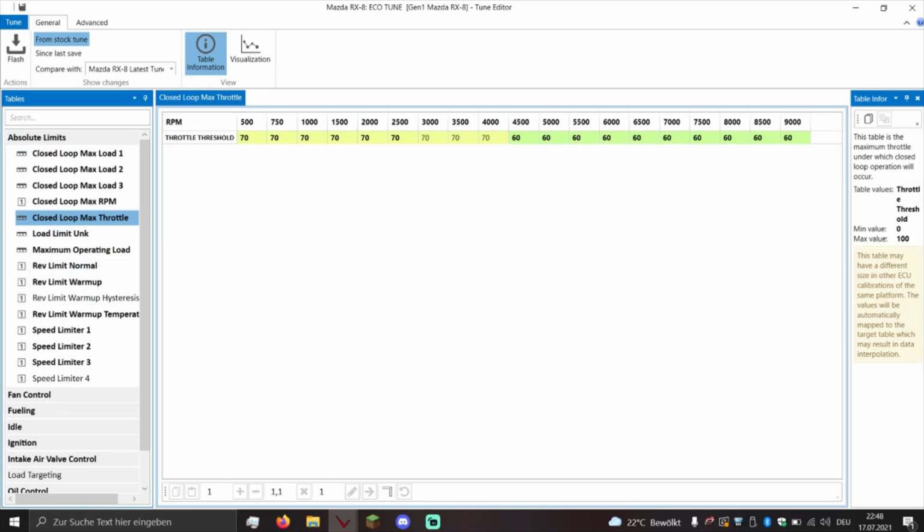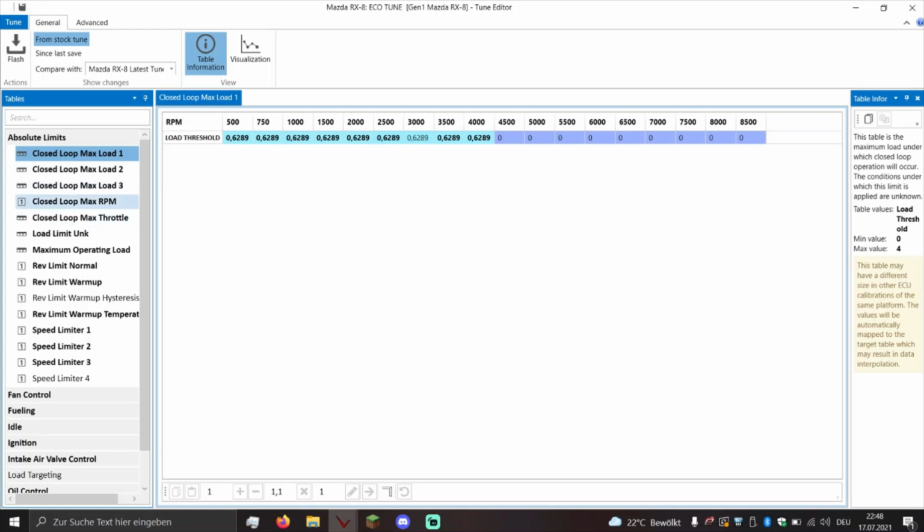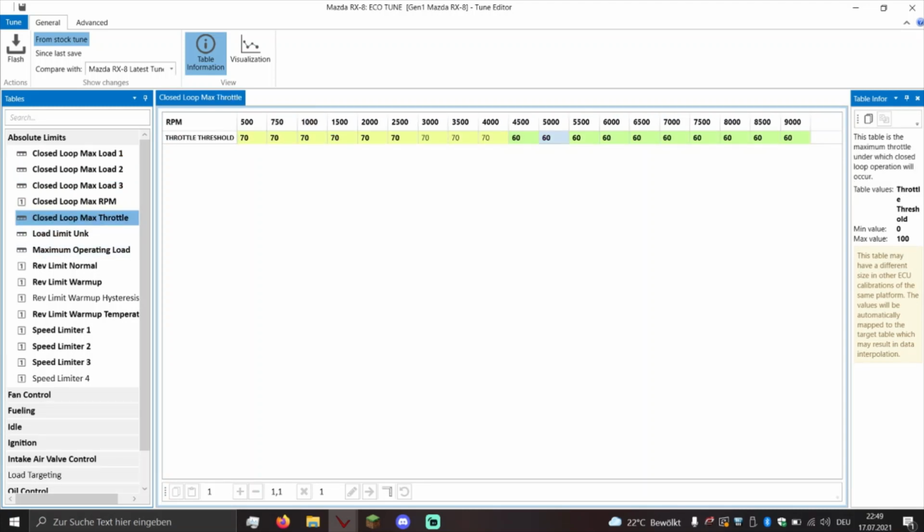These two tables, the closed loop max throttle and the closed loop max load, are related to each other. So you can't define like, or only go into open loop above 70% throttle, or only go into closed loop if you're above 63%. It's always one or the other. Like, if you're not above 70% of throttle input, but you're above 63% of engine load, it goes into open loop. As well as if you're not above the 63% of engine load, but you go above 70%, you're in open loop. So yeah, that's basically the simple way to explain it. That's basically everything I edited in here.